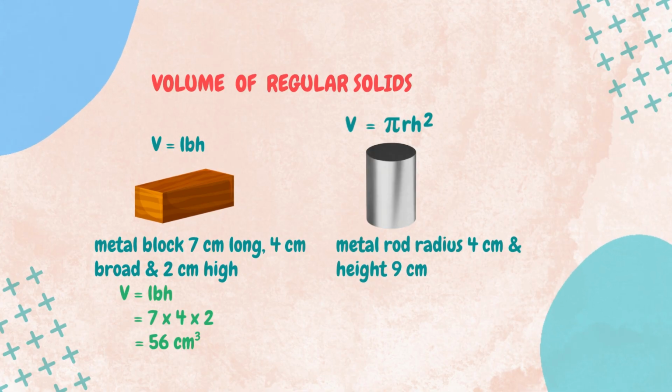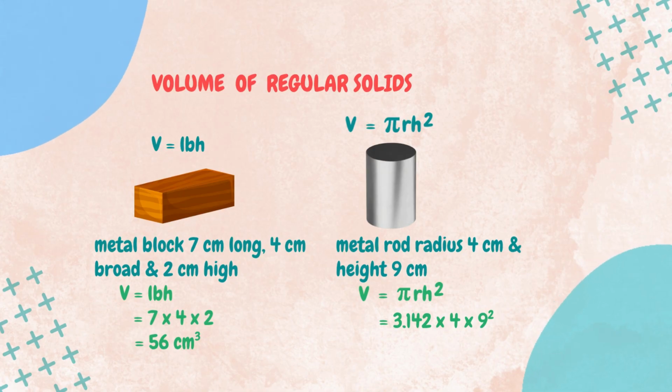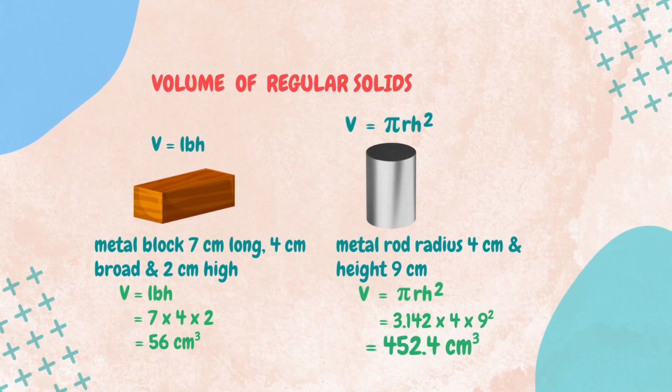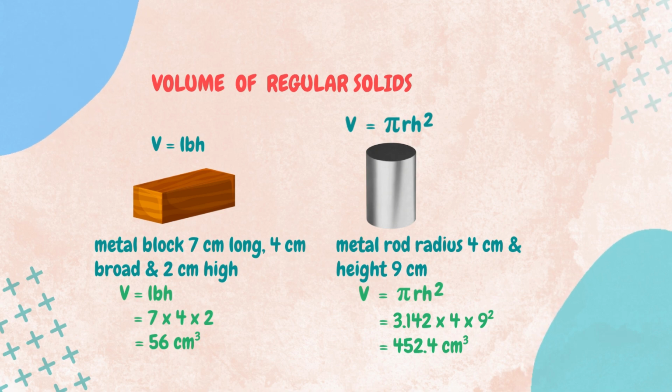Find its volume. Volume is equal to pi r squared h. Pi is 3.142. The radius is 4 centimeters, and height is 9 centimeters. 3.142 times 4 squared times 9 gives 452.4 centimeters cubed as the volume of the metal rod.